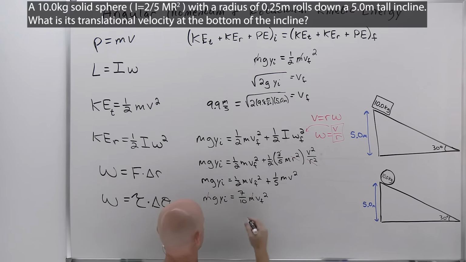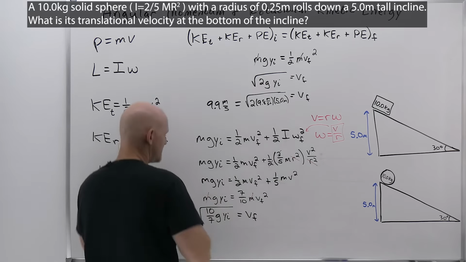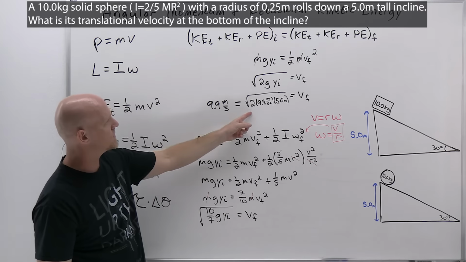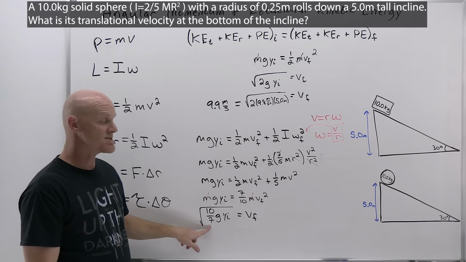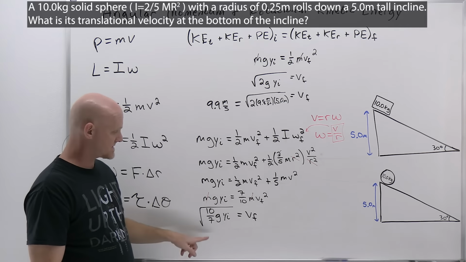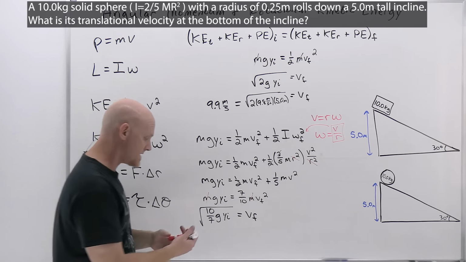So when we go to solve for our final velocity here, it's now going to equal 10 over 7 times g times the initial height. Take the square root. And notice a little bit different than what we saw here. Instead of 2 times g times the initial height, it's now 10/7, which is less than 2 times g. And so because that's less than 2, the overall final translational velocity should come out lower as well.